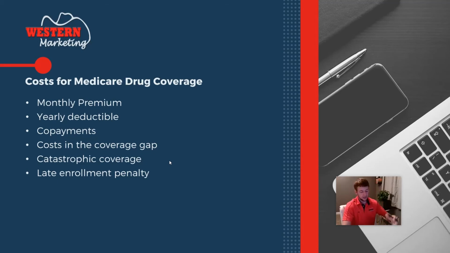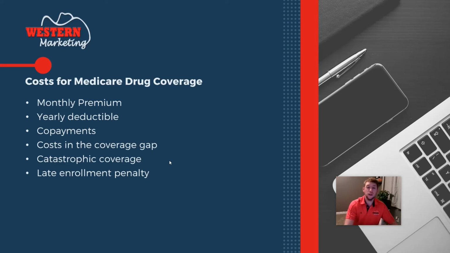Costs and the coverage gap. The coverage gap is when you and your plan have both reached the amount of $4,130 combined. So your plan and you have reached that number. That is when you are officially in the coverage gap. At that point, you will only be responsible for 25% of your medication costs. The government and your prescription drug plan will pick up the other 75%. So you'll be looking at 25% while you're in the coverage gap.